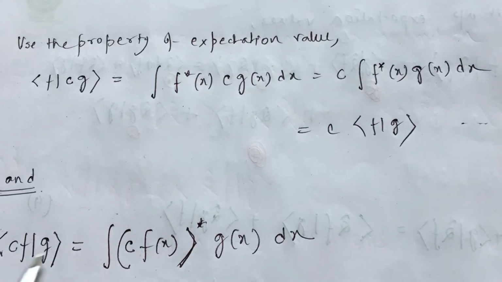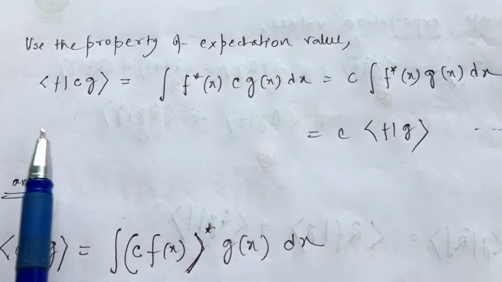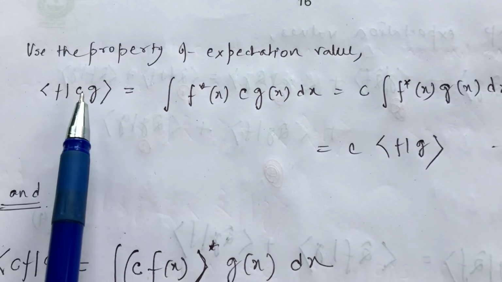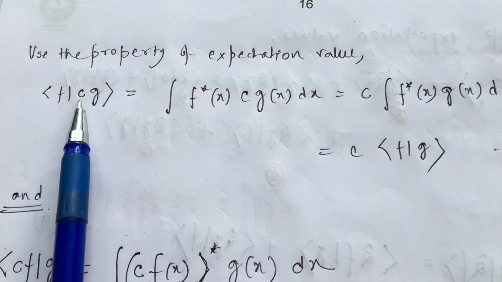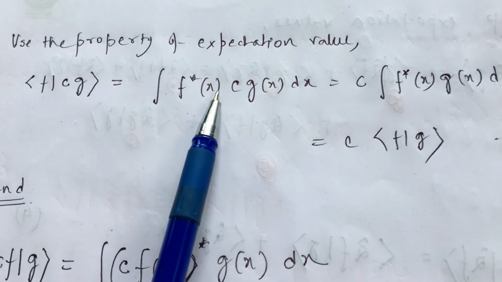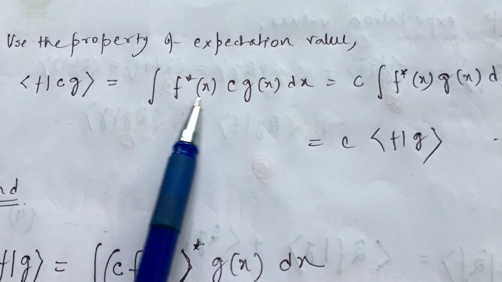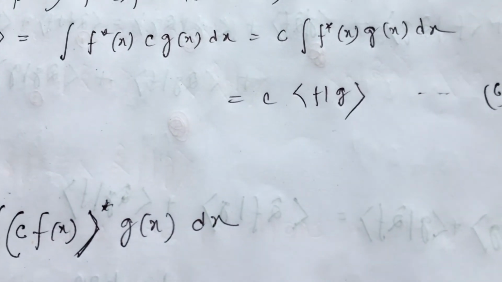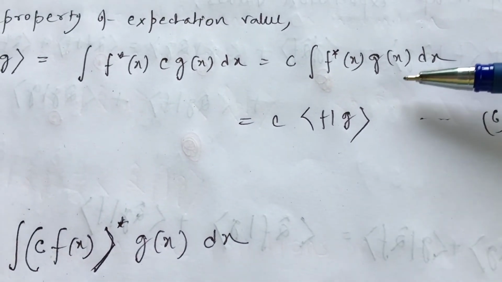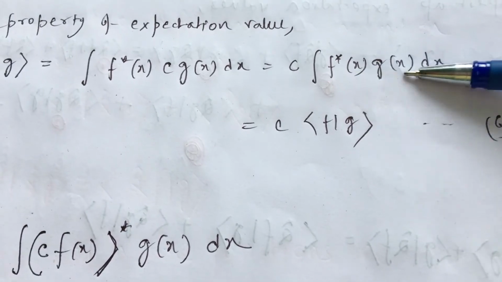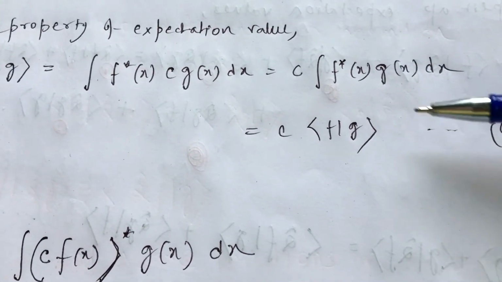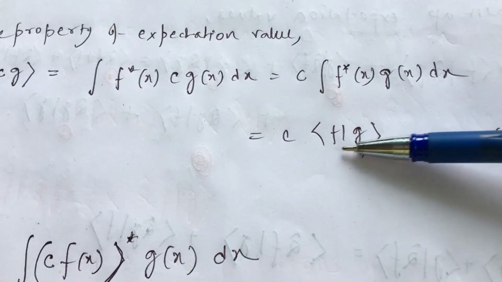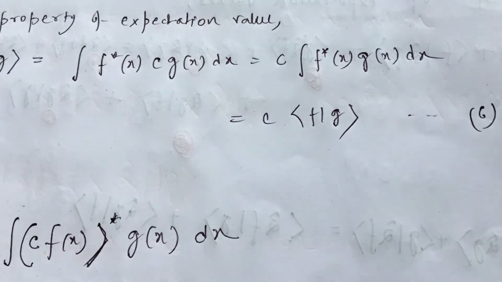Let's use the properties of expectation values. This is the expectation value written in Dirac bra-ket notation. C is a constant. In terms of integration, I can write the expectation value like this. As C is a constant, the integration will only be done for f star(x) and g(x). In Dirac notation, this integration can be written as the scalar product of f and g. This is my equation 6.